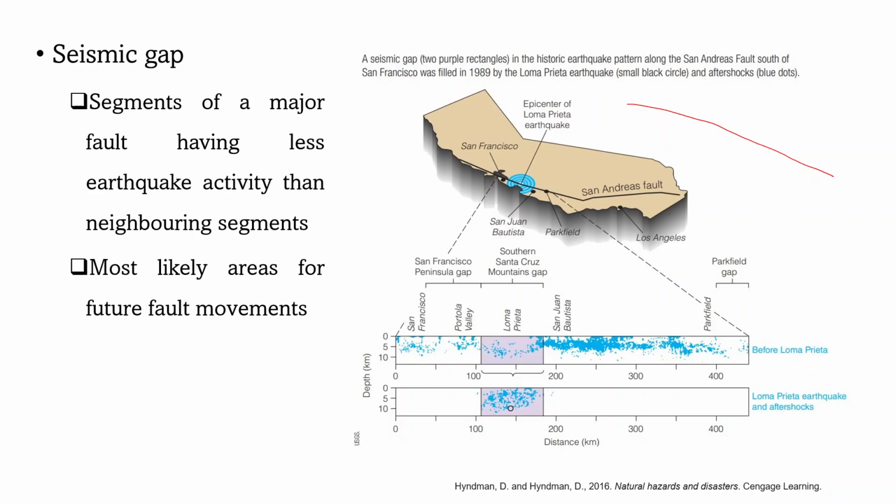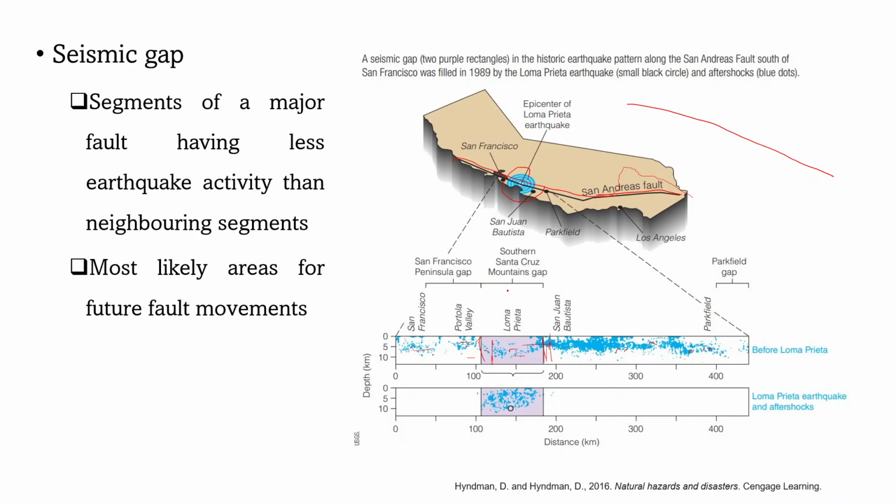Seismologists also study a complete fault line, and they identify such gaps, and in that way they can warn people that this is a potential region where a future earthquake can happen. Here you can see a seismic gap in the historic earthquake pattern along the San Andreas fault. This is the San Andreas fault, and they studied the historic earthquake pattern and then identified this seismic gap, which is depicted by this blue line, and these are earthquake events. So this is the seismic gap that they observed.